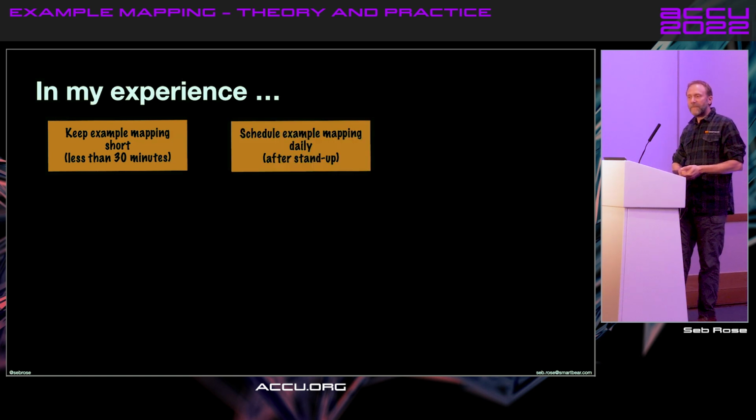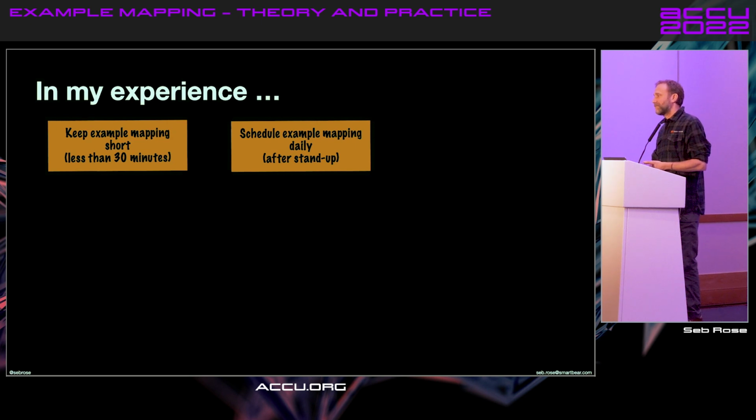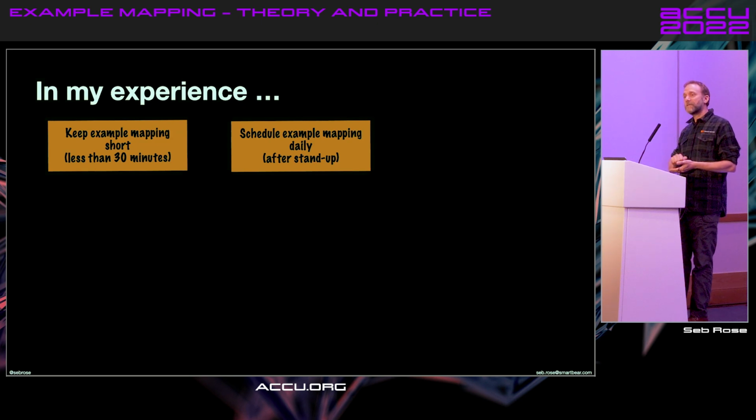I schedule example mapping daily after stand-up. Not everyone in the team needs to go, although in the early days of adopting example mapping, I encourage the whole team to attend. Nonetheless, daily meetings of 30 minutes will get you to a point where you have a rich backlog of stories that are ready to be brought into your next iteration, so that when you come to your next sprint planning, if you're working in Scrum, or when you want to pull something off of the backlog, if you're working in Kanban, you have things that are prioritized and fully understood and ready to be pulled.